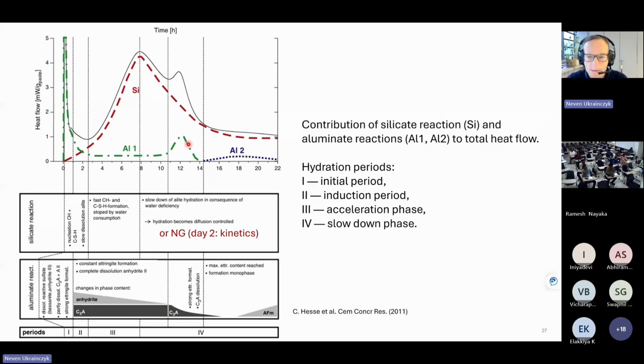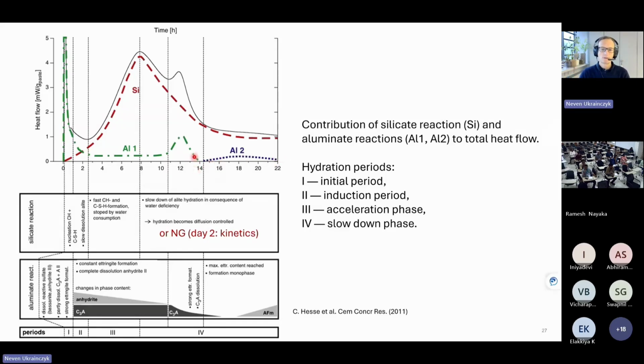surface, and then you have another reaction. So basically you don't have sulfates anymore which were blocking the surface of the C3A. That's why there is no flash set. And then you have further ettringite formation, and then later you have monosulfate formation.